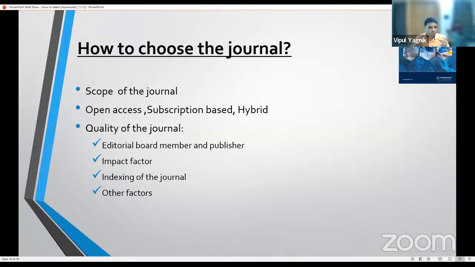So my idea is somebody has to pay. Either it is author pay or it is reader pay. If it is an open access journal, the author has to pay. If it is a subscription based journal, the reader has to pay to access the full text article. So how will you decide the quality of the journal? Quality of the journal can be decided by the quality of the editorial board members and publisher, as well as impact factor, indexing of the journal and other factors.